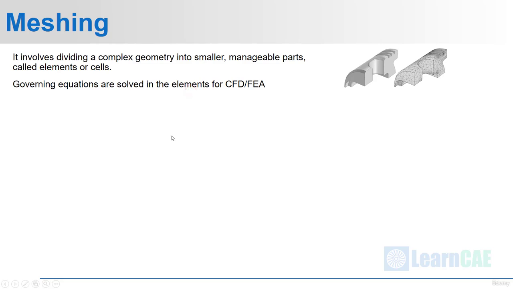Meshing involves dividing a complex geometry into simpler and manageable parts, and these are called cells or elements. The governing equations are solved in the elements for CFD and FEA analysis. If you see in this image, the complex geometry is transformed into multiple smaller elements or cells. We can solve the governing equations in these cells and we will get a unified solution.